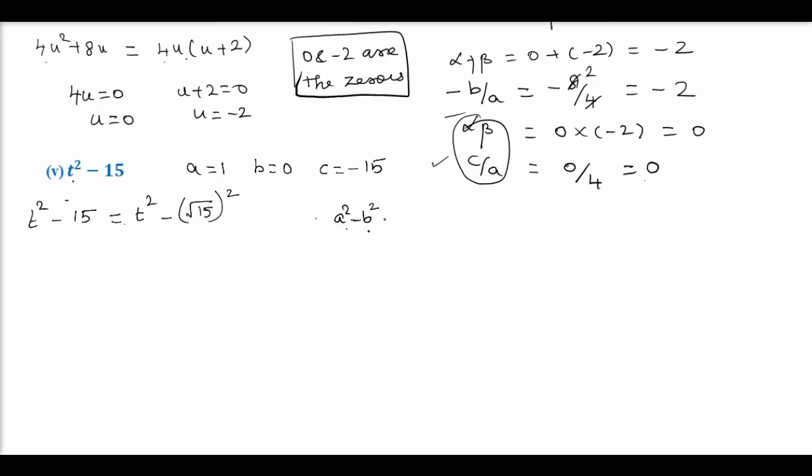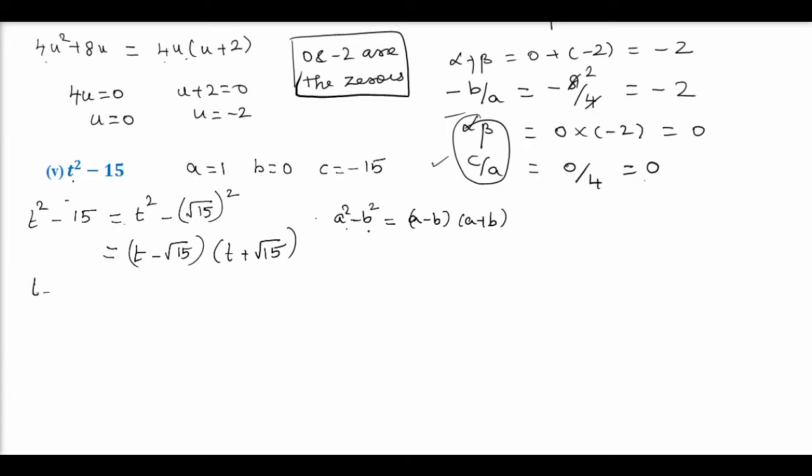And we know that the formula for a square minus b square is a minus b into a plus b. So applying this formula here, we have t minus root 15 into t plus root 15. If you don't have the middle term, that is the linear term in the quadratic polynomial, you can just convert the given polynomial to the form a square minus b square and apply the formula a minus b into a plus b so that we directly get the factors. We need not go for sum and product.